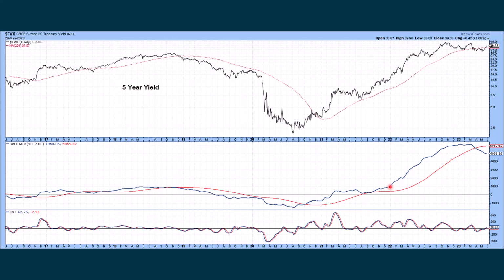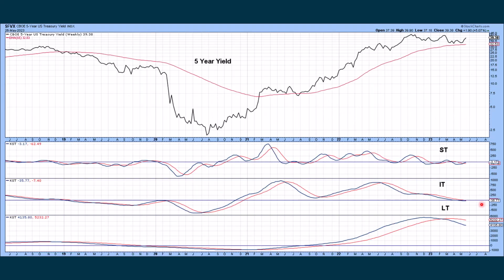Then looking at the 5-year yield, where it's starting to come back above this moving average. The special K, however, has it going down, but the KST on the bottom has it going up. So we're not really getting a clear picture from this chart. Looking at the 5-year again, short term, we're going back up. Intermediate term, just getting ready to cross over, but longer term, we're still in a decline.